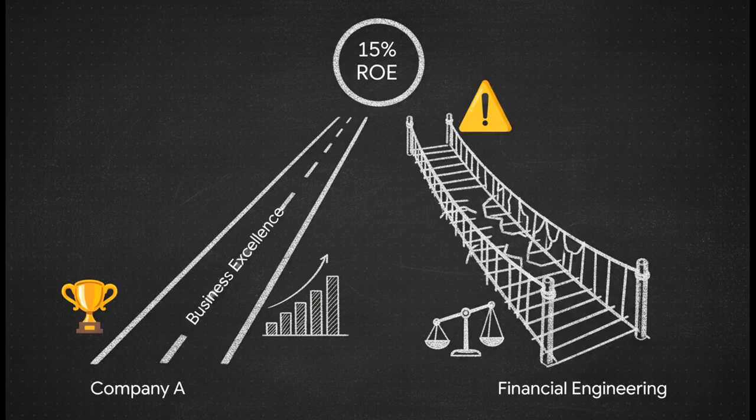So, this is the bottom line, right here. Both companies ended up at the same finish line, that 15% ROE, but they took completely different roads to get there. Company A got there through pure operational excellence. Company B got there through financial engineering and, frankly, a lot more risk.